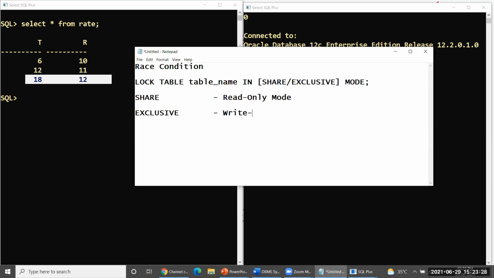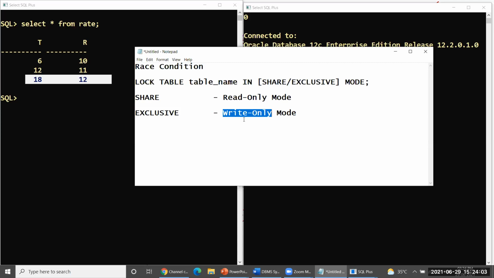In write only mode, when any user is operating in write only mode, nobody is allowed to even read. If I open my database or my table in write only mode, nobody can access that particular table until I finish my exclusive mode, or write only mode. Once I finish the write only mode, everybody can access that particular data. That's no problem at all.